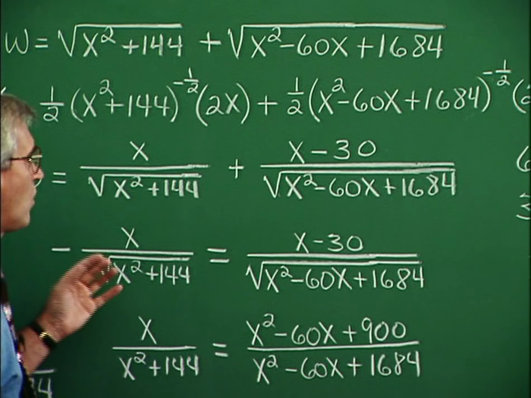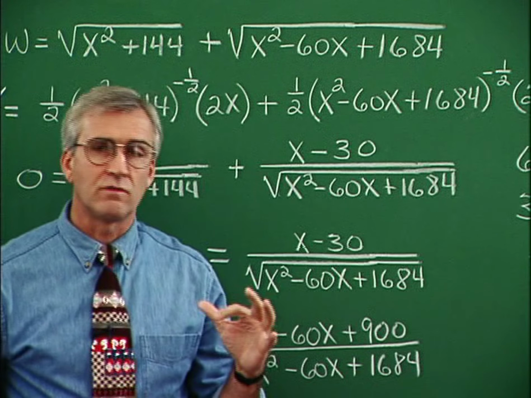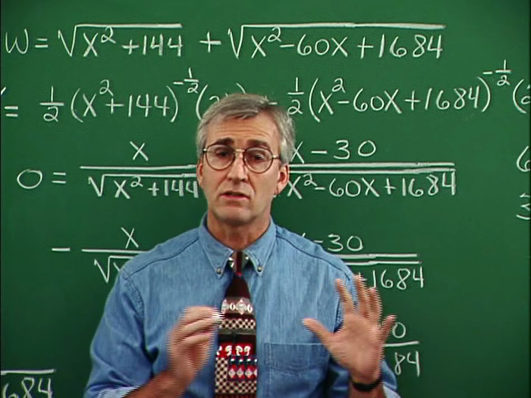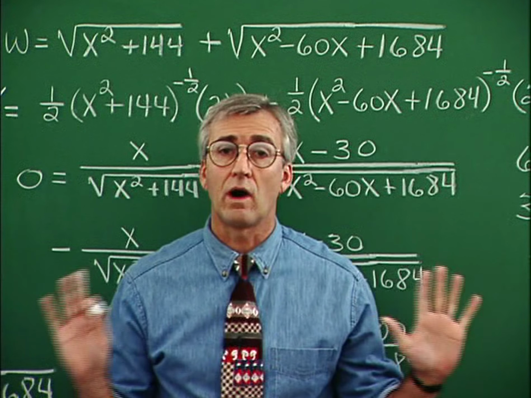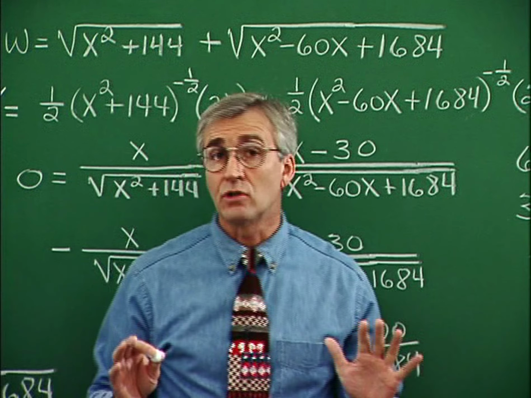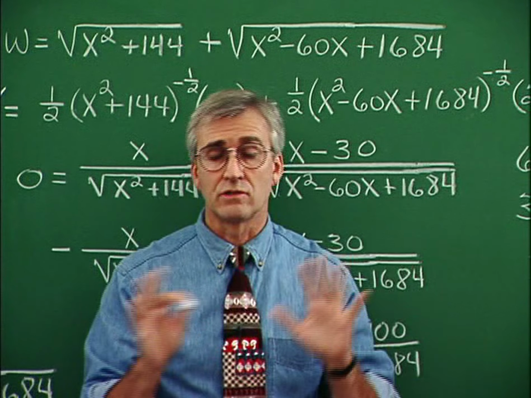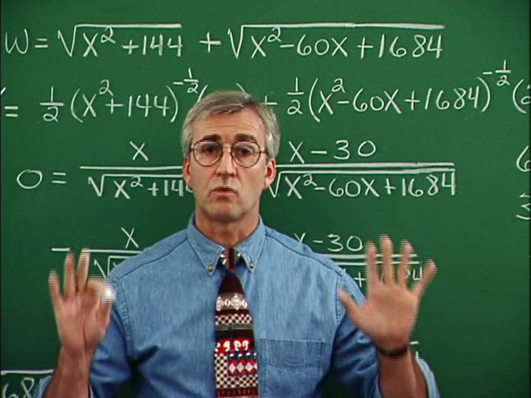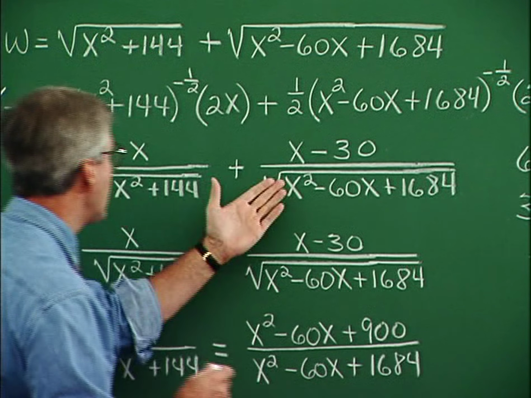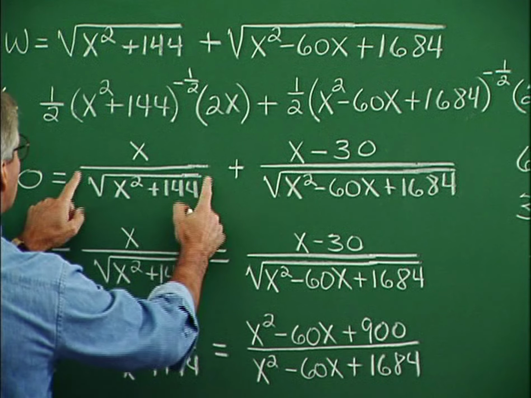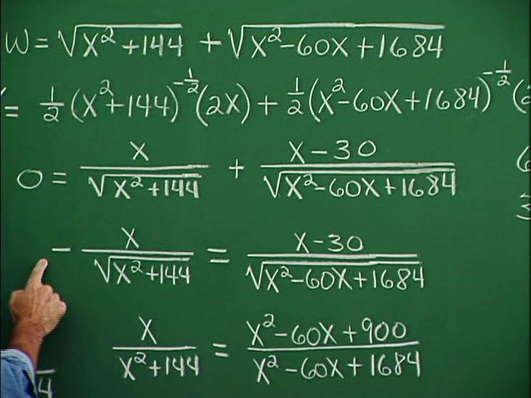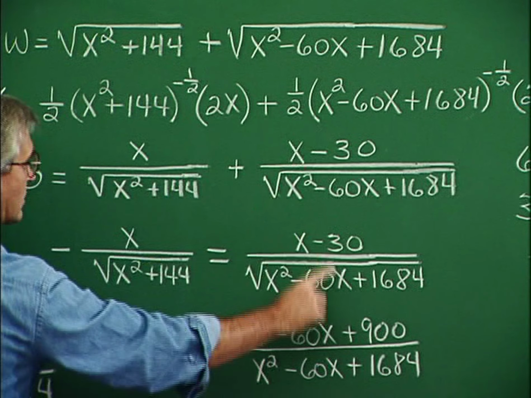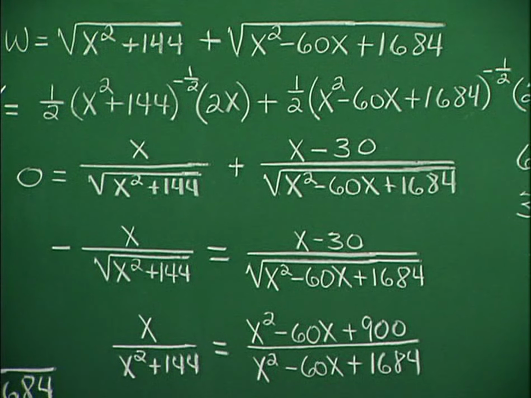Remember, the technique for solving equations involving radicals was to isolate the radical on one side and then square on both sides. Now, when you have two radicals involved, or radicals involved in more than one term, you separate the two radicals and then you square on both sides. Well, to separate these two radicals, I'll just take this term and kick it to the other side. So I have negative this term equals that term. And now I'll go about the squaring process.